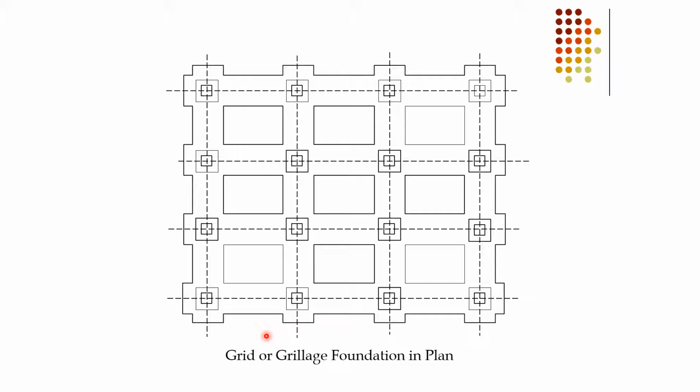Now there is one other type, that is a grid or grillage foundation. In that, where the column is needed, we provide the footing pad, and then this footing pad is connected with the other column footings. So in this manner we form a grid or grillage foundation in plan.